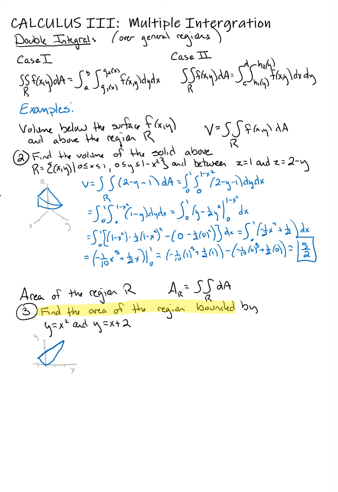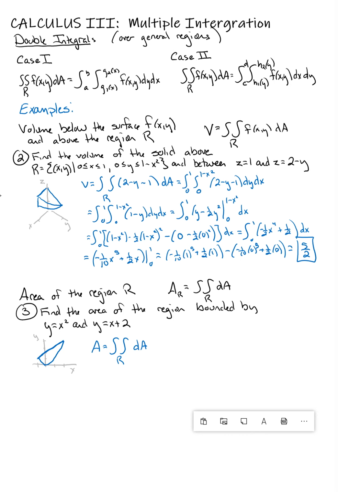We want to find the area of the region bounded by y equal to x squared and y equal to x plus 2. Now, it is true that you can set up a single integral for this, but let's use the double integral. So the area of the region is the double integral over that region, but notice our integrand is 1, so it's the double integral of dA. Makes things pretty simple to work. We just need to recognize what we're integrating across.